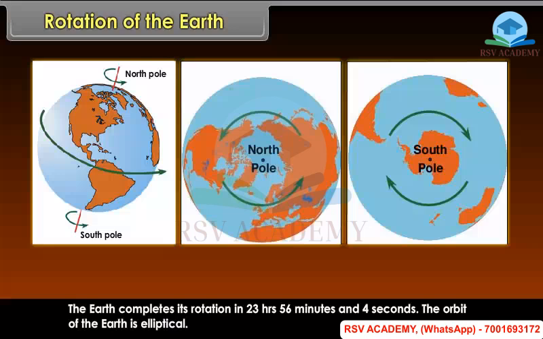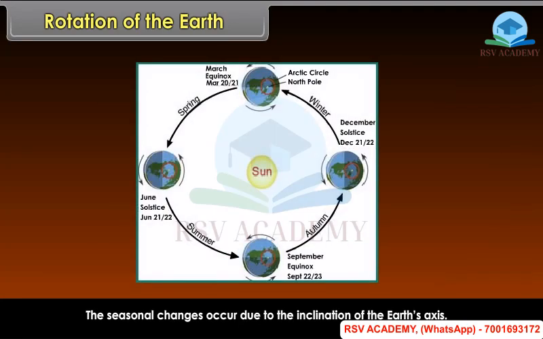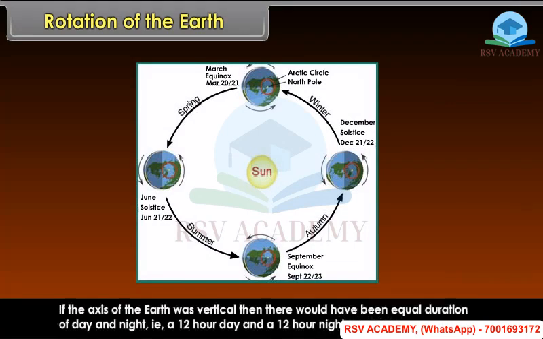The orbit of the earth is elliptical. The seasonal changes occur due to the inclination of the earth's axis. If the axis of the earth was vertical, then there would have been equal duration of day and night, that is, a 12-hour day and a 12-hour night.